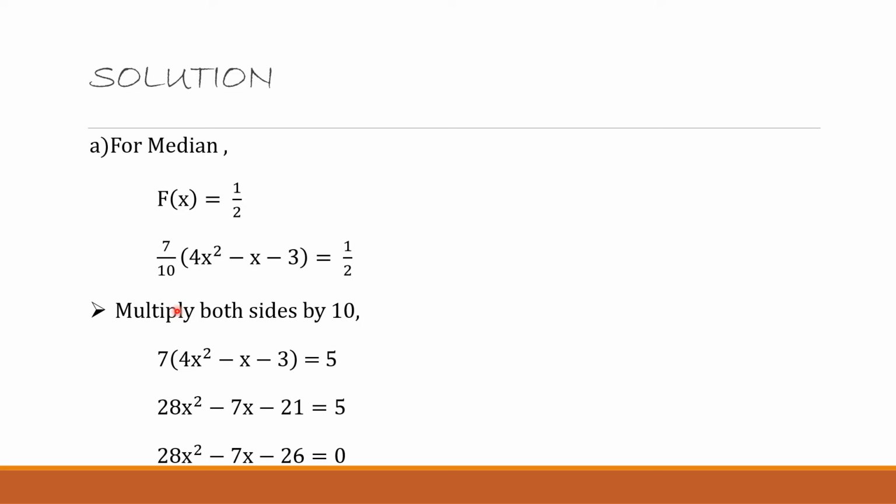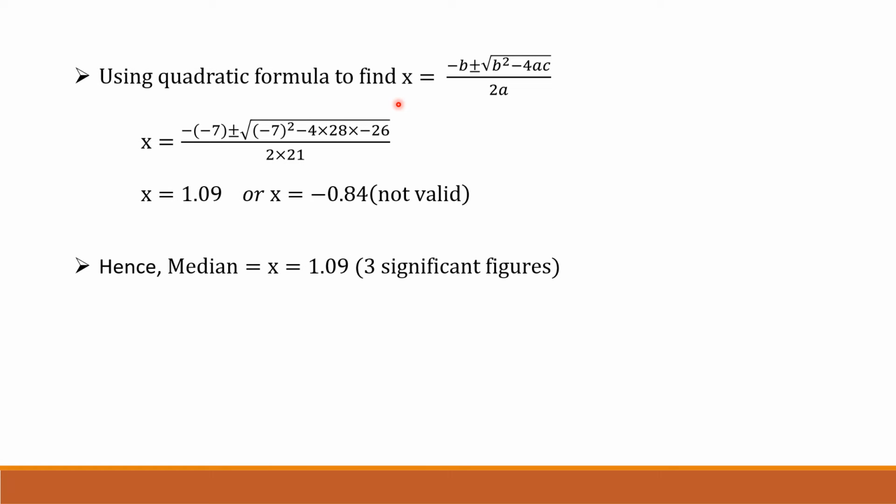So further we multiply both sides by 10, and solving these equations we get the final quadratic equation as 28x square minus 7x minus 26 equal to 0. Now to find x we use a quadratic formula. Putting the values of a, b and c, we get x as 1.09 and minus 0.84. Obviously the negative one is not valid because the cumulative distribution function is 0 for all x negative. Hence, our median is x equal 1.09 up to 3 significant figures.